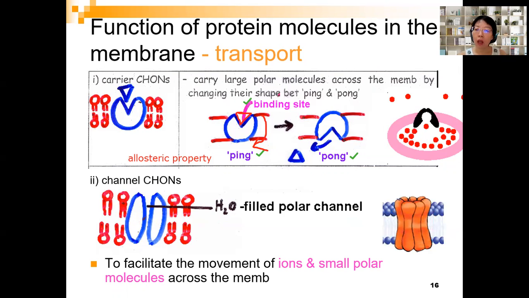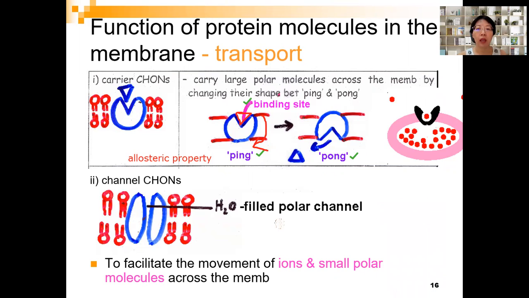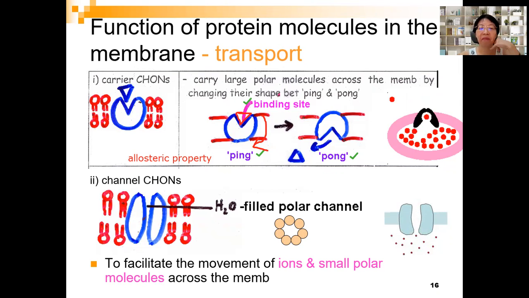So on the right side, the diagram shows you there are about 2, 4, 6, 8 protein molecules arranged around each other to form a center water-filled channel. So this is called the channel protein. If you look from the top, this is how it looks. Right in the center, there's the channel. At the side are all the protein molecules forming the channel protein. So this is how ions can pass through the channel proteins, looking at the animation.